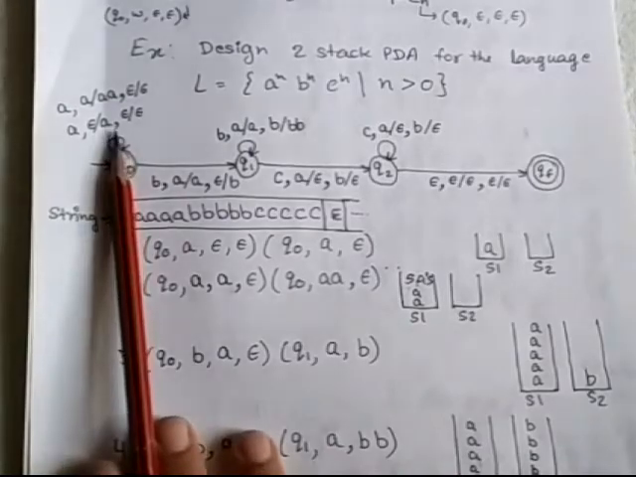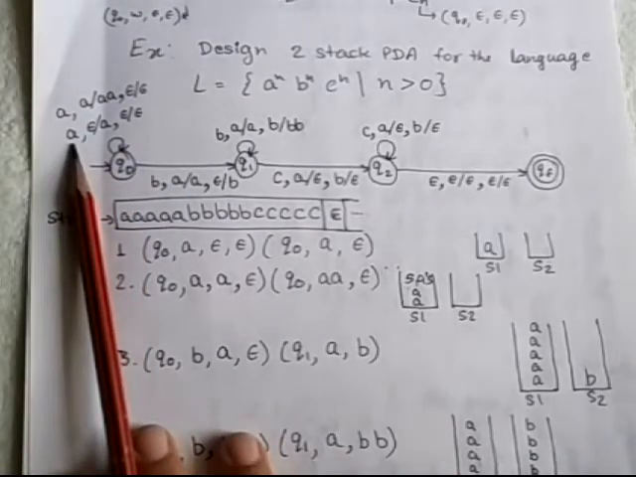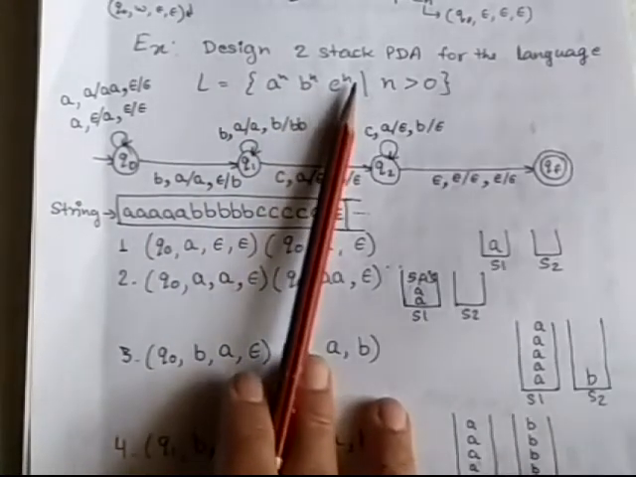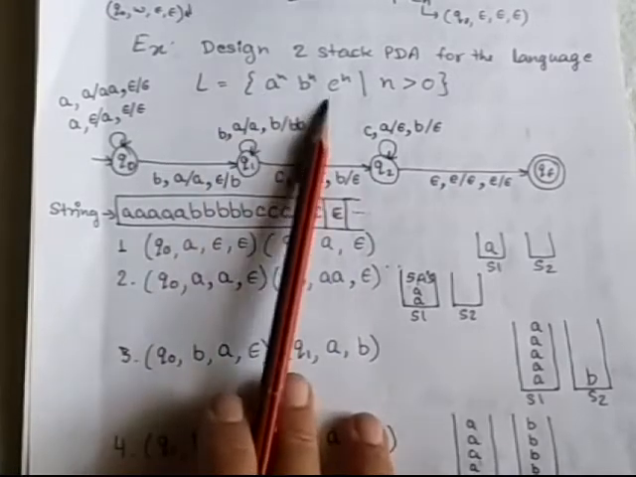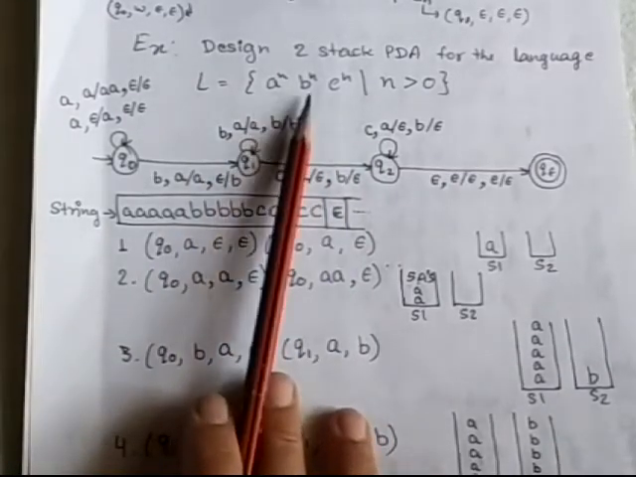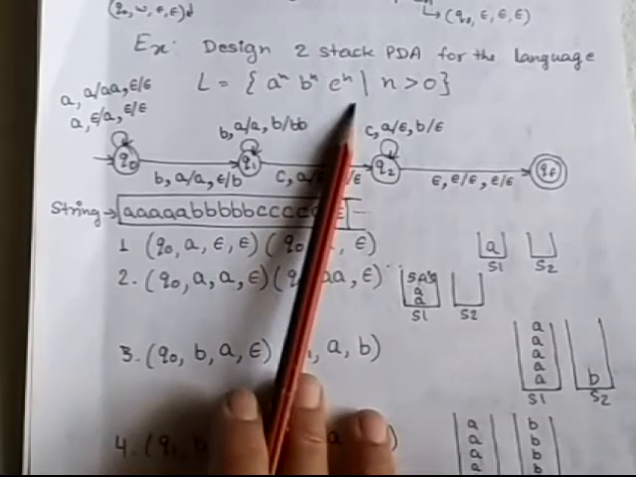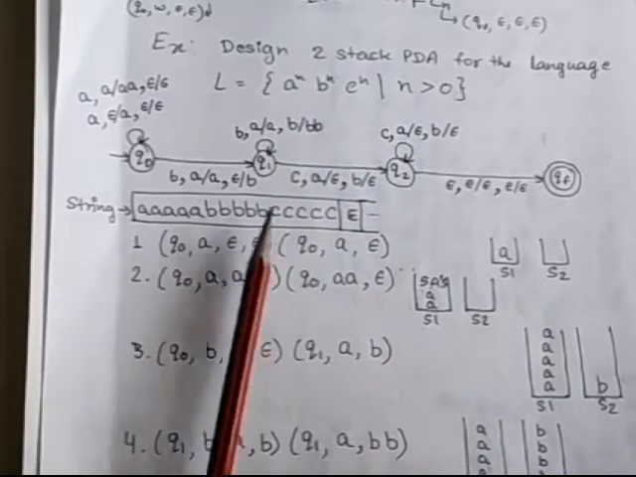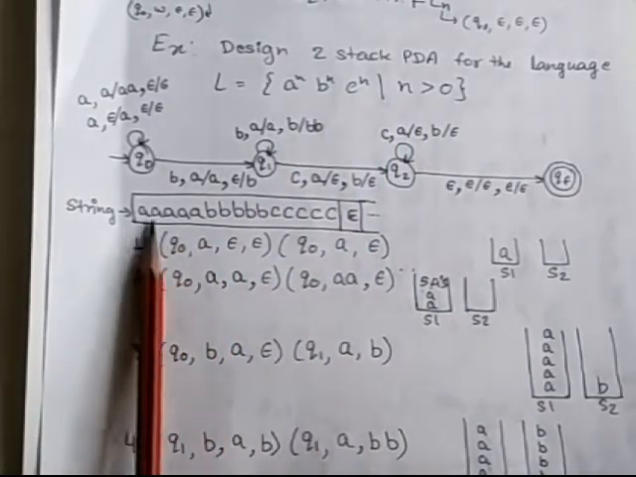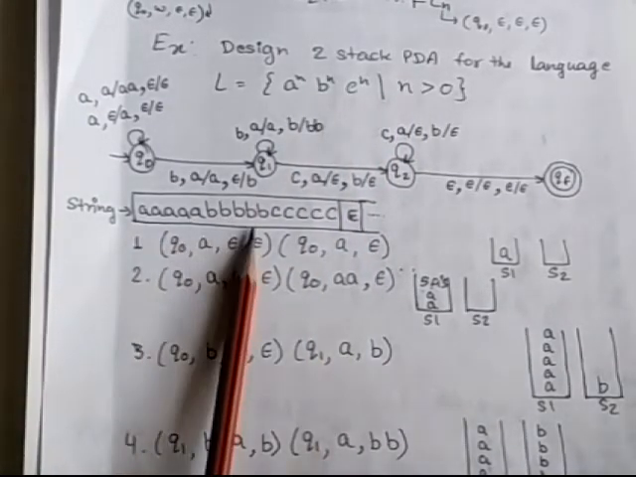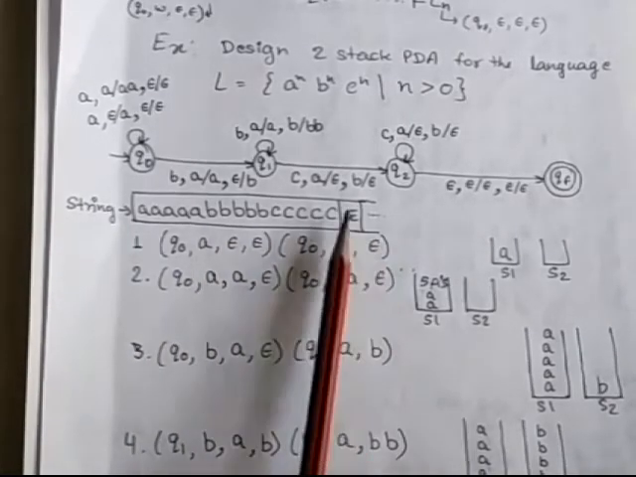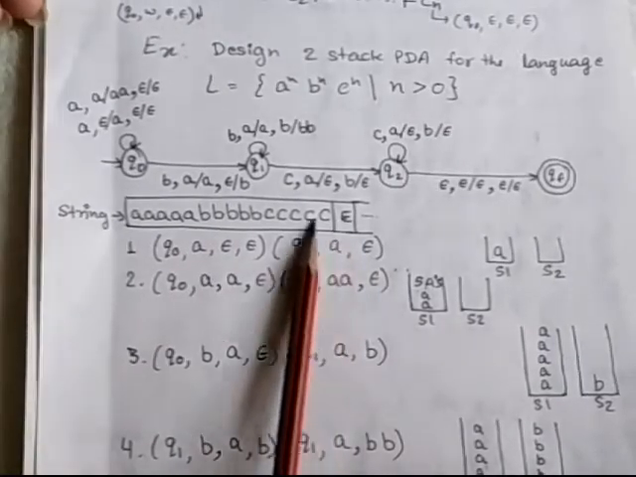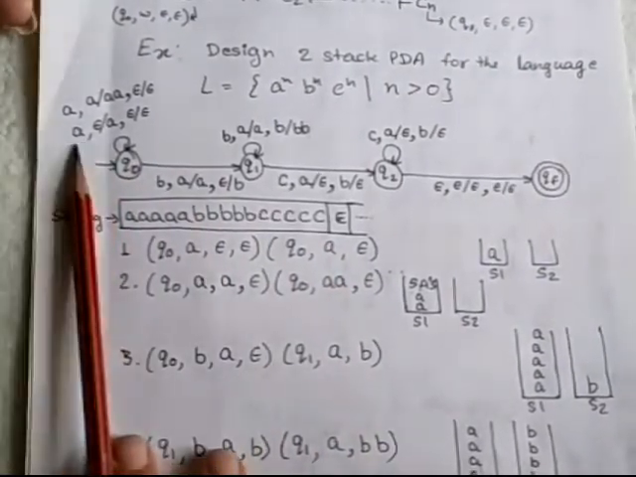The first transition is that we read the first symbol. See, the language is a to power n, b to power n and c to power n. So the string will be a number of A's followed by a number of B's followed by a number of C's, which means we will have an equal number of A, B and C's. Suppose the string we have taken has 5 A's followed by 5 B's followed by 5 C's, and this shows the end of the string. Now let's see the transition.